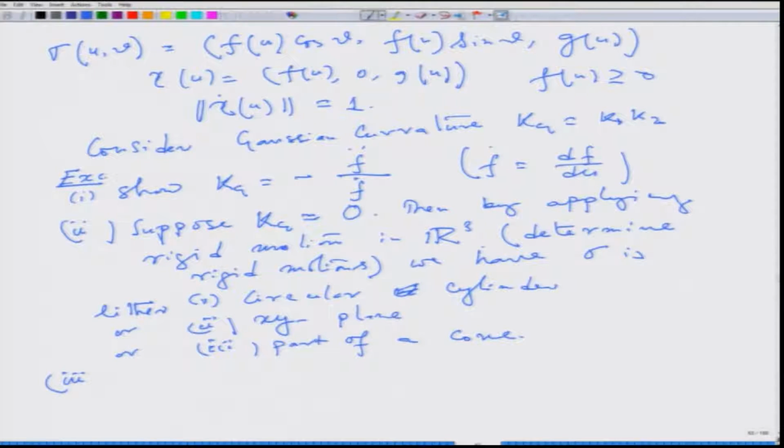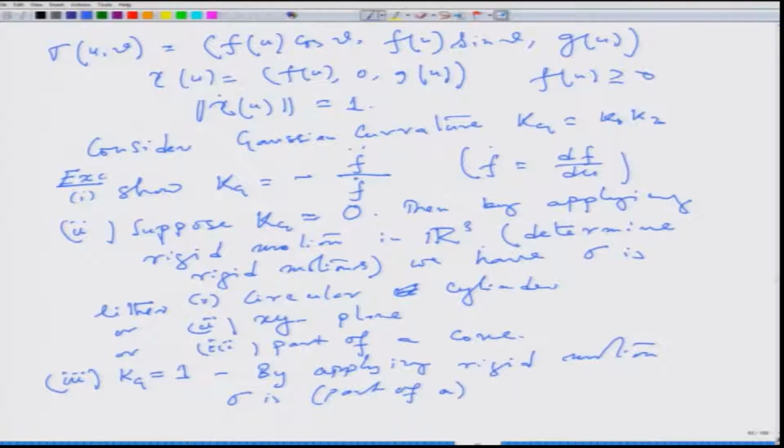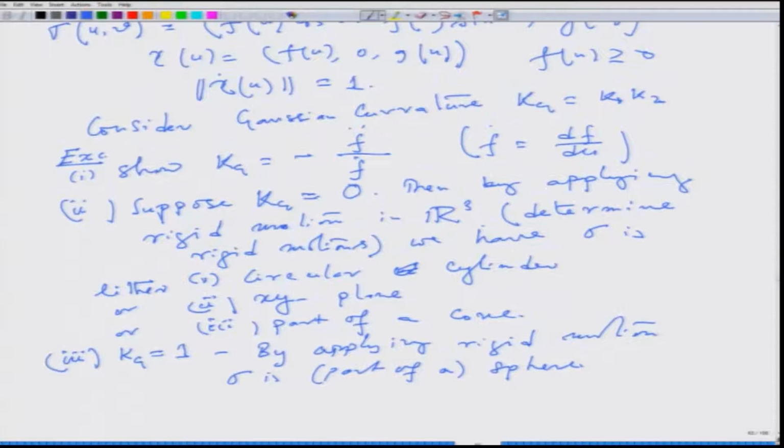Third part of the exercise, suppose the Gaussian curvature is constant 1, then by applying rigid motion, up to rigid motion sigma is part of a sphere. So, sphere is the only surface of revolution which has constant Gaussian curvature 1. Remember, for sphere we showed that k1 and k2 both are 1. For cylinder k1 is 1, k2 is 0. Okay.